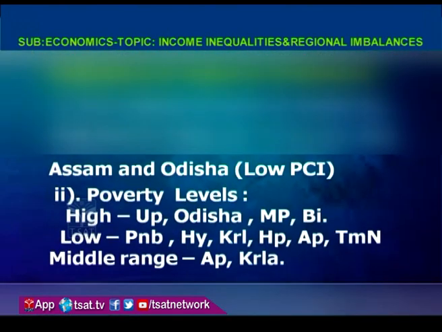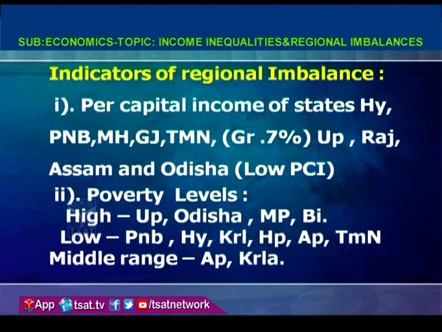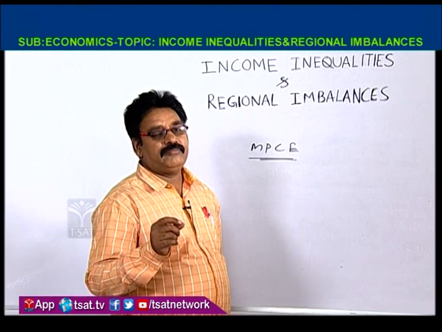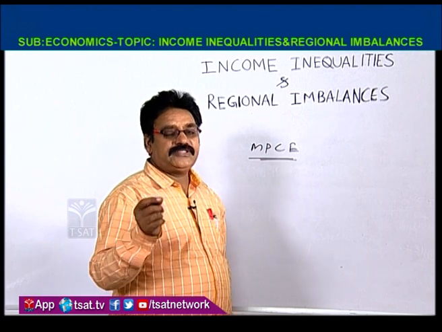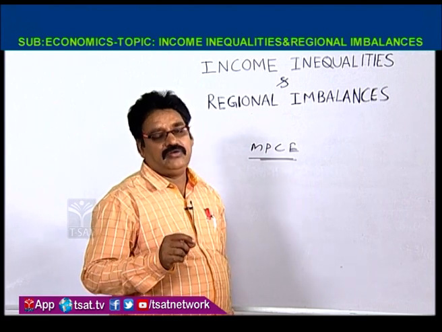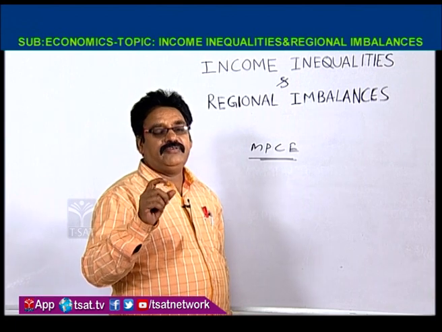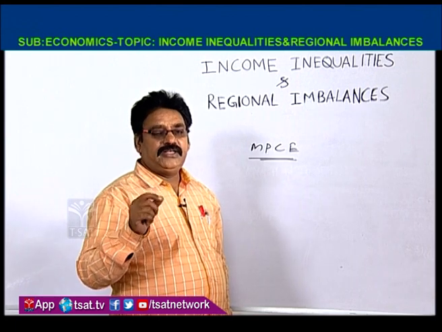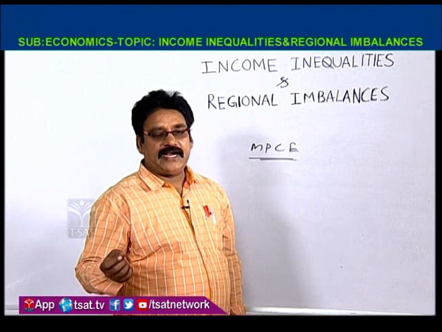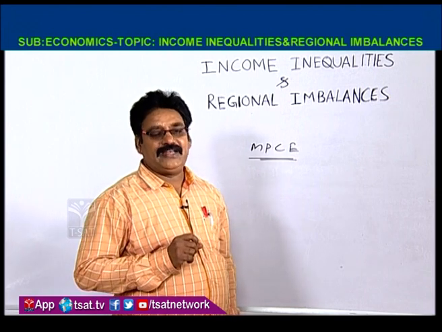Examples of developed states in India: Haryana, Punjab, Maharashtra, Gujarat, Tamil Nadu. They are registering a high growth rate, like 7%. And UP, Rajasthan, Assam and Odisha have low per capita income. Based on per capita income, some states are developed and some are underdeveloped, so we can find the difference between developed and underdeveloped states. This situation is called regional imbalances.